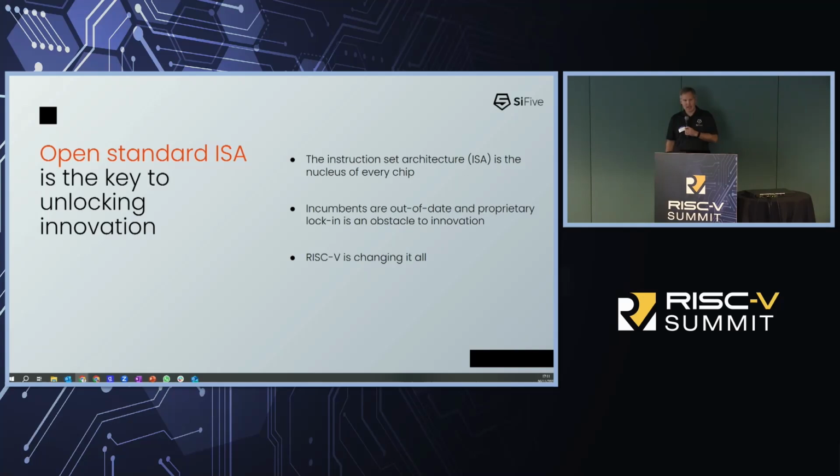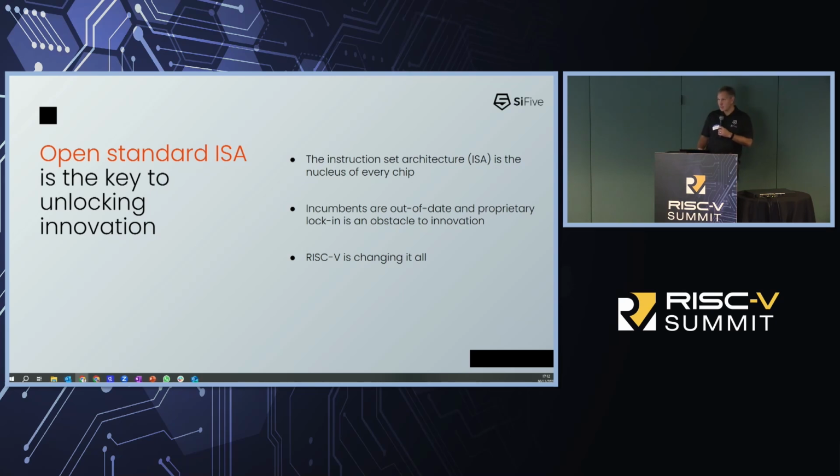Okay, so what is RISC-V? So fundamentally, RISC-V is an open standard instruction set architecture. Now, the ISA on a chip is super important because this is the interface between hardware and software. And so it's a really critical component of any SoC. All of the legacy ISAs that are out there are proprietary, and they're controlled by a single company. And fundamentally, that's a problem.